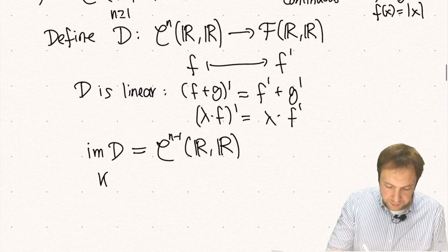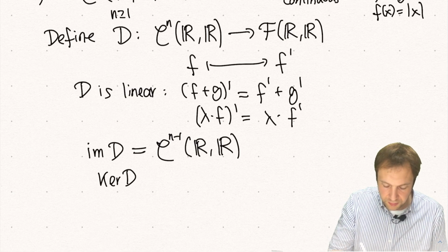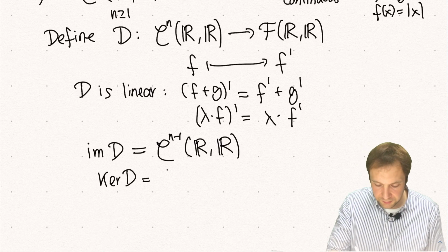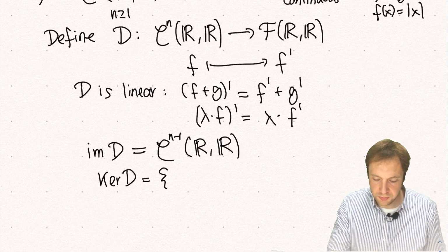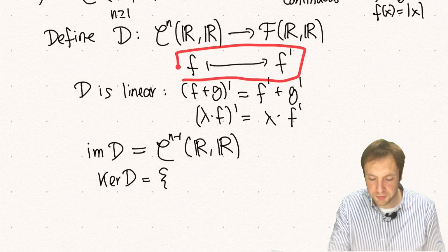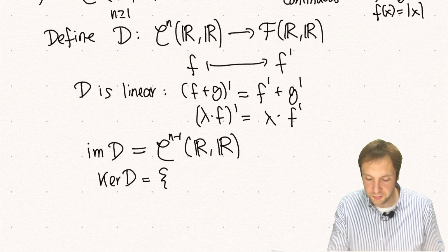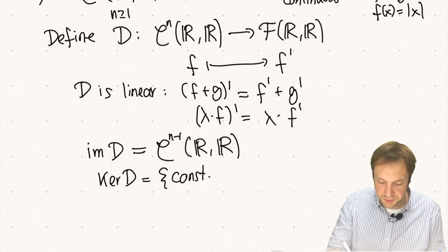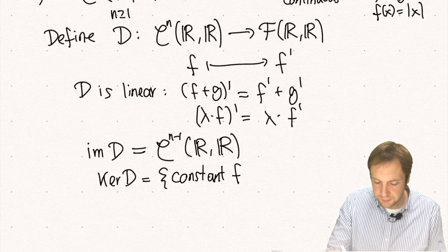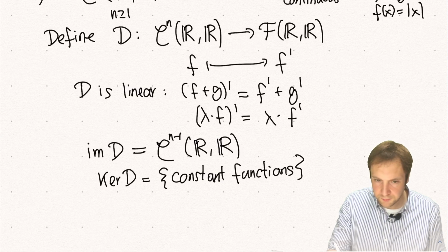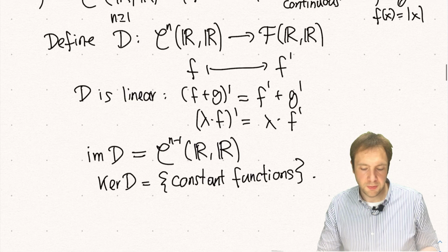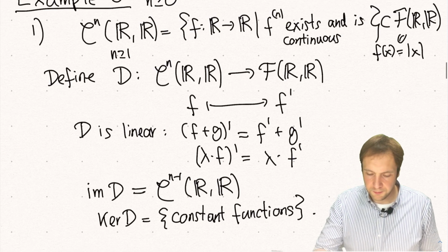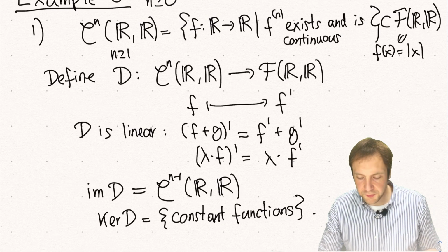And the kernel of this map is, well, we need to ask ourselves what gets mapped to 0 here. So the 0 function is the derivative of what? And the answer is it's the derivative of a constant function. Okay. So this is the first example.